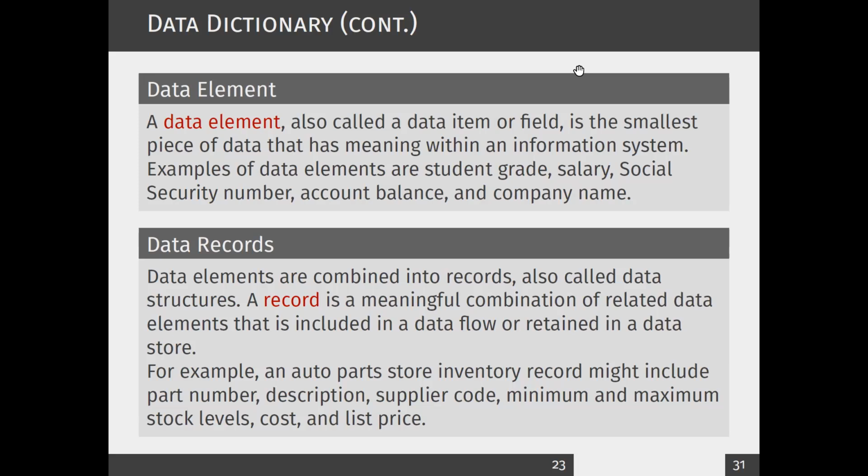For example, if you take an auto parts store, you can have part number, description, supplier, minimum stock level, maximum stock level, cost, list price, and so on. This will create a record for the auto parts store.